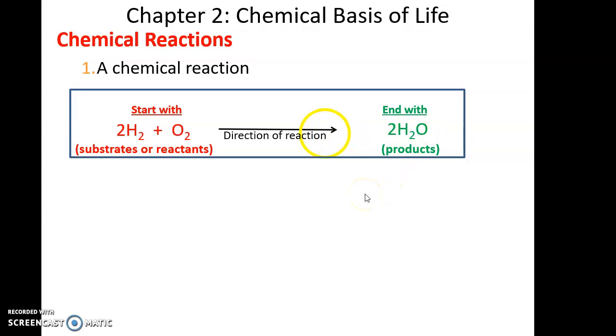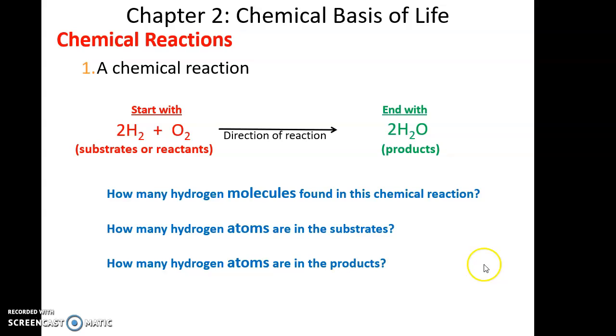Really, this is important. There will be many, many questions asking you which of these things in the chemical reaction is a substrate, which of the things in the chemical reaction is a product. And if you can't remember what's the substrate and what's the product, you will get those questions wrong. All right, so in this chemical reaction, how many hydrogen molecules are found in this chemical reaction? You should be able to tell that by looking at this chemical reaction. How many hydrogen atoms are in the substrates? And how many hydrogen atoms are in the products? Give you a second to think about it.